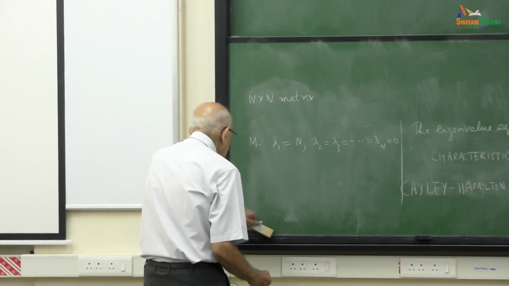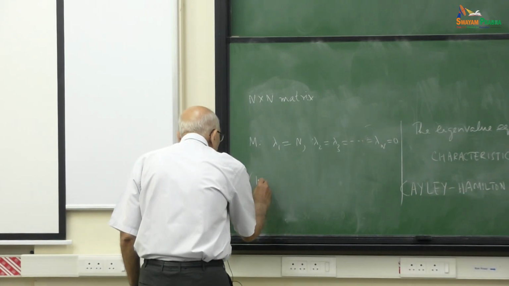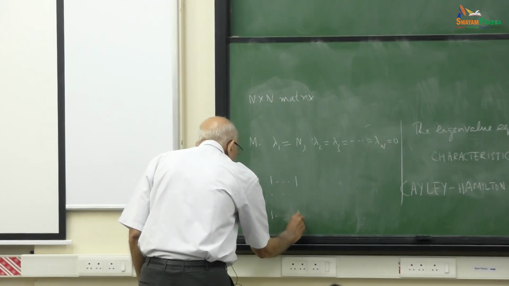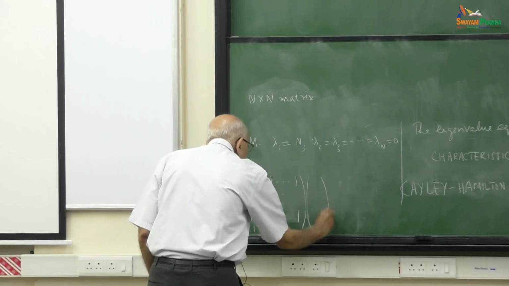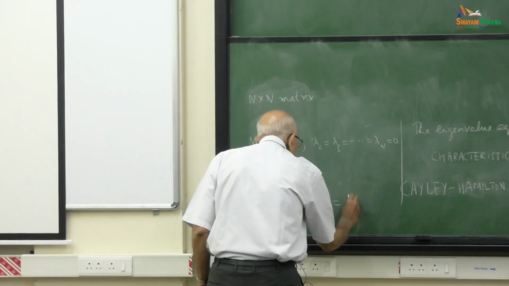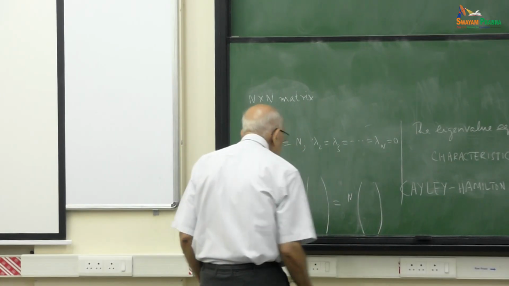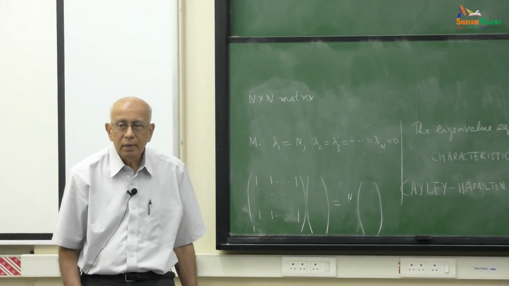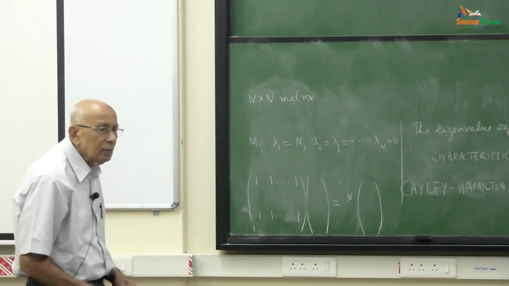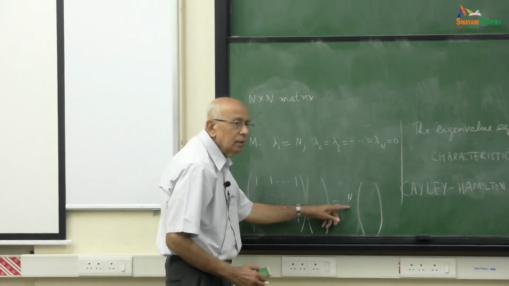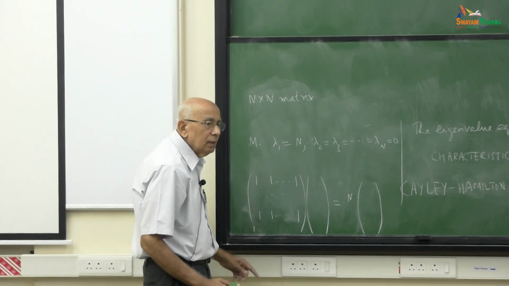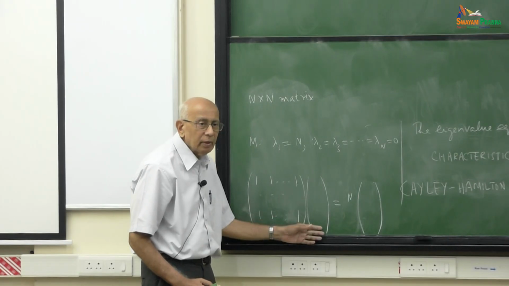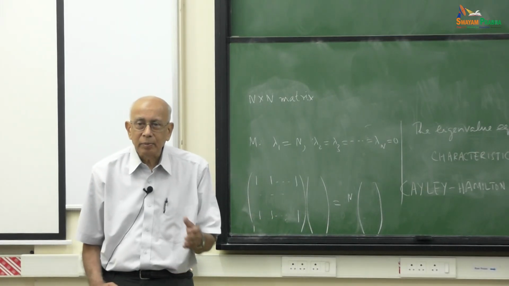We can do that by inspection because you're saying 1, 1, 1 acting on an eigenvector is equal to n times the same eigenvector. Can you guess what this eigenvector is? You need an n here. Now this is simple guesswork. What should this column vector be so that you get an n times the same column vector?